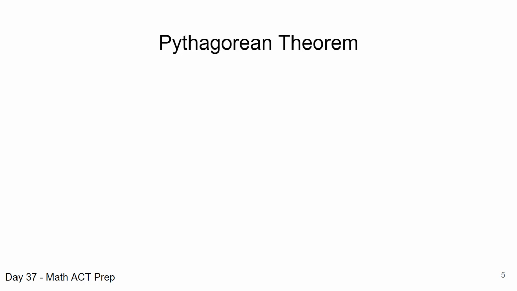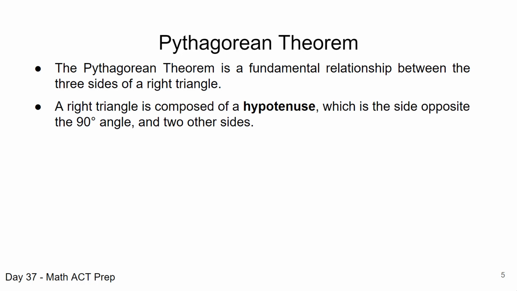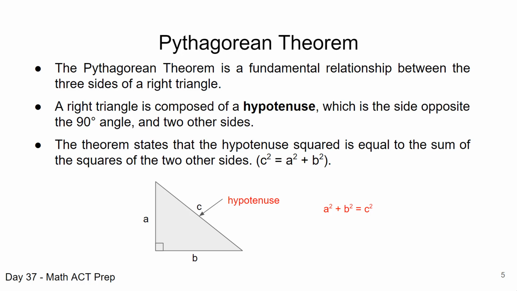Next though, let's talk about the Pythagorean theorem. This is a fundamental relationship between the three sides of a right triangle. We're talking about when we have a right triangle. We have other methods we can use when we do not have a right triangle. So when we have a right triangle, the side that's opposite the 90-degree angle is the hypotenuse. And then we have two other sides or legs of those triangles. The Pythagorean theorem states that the hypotenuse squared is equal to the sum of the squares of the other two sides. Usually we have C to represent the hypotenuse, and A and B represent the other two sides. So you may be familiar with hearing A squared plus B squared equals C squared.